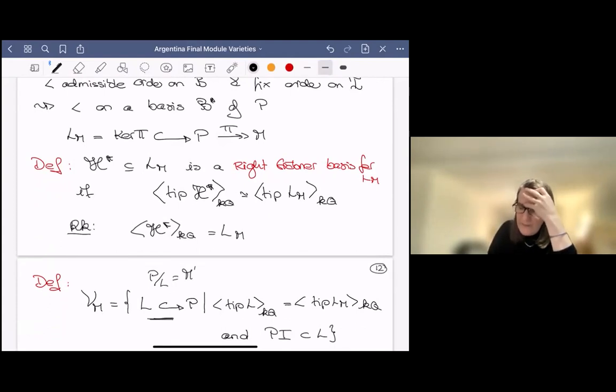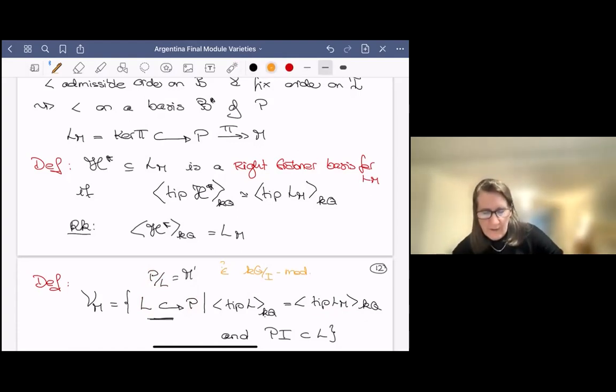Okay, so then we take all submodules L of P such that the right ideal generated by the tips of L is isomorphic to the right ideal generated by the tips of KQ. But if I choose any random submodule of P, the quotient P over L is not necessarily a KQI module. So we want this to be a KQI module, and one can show that P over L is a KQI module if and only if PI is included in L.